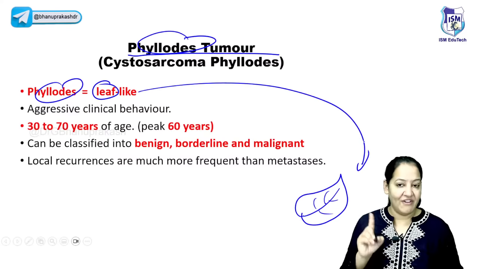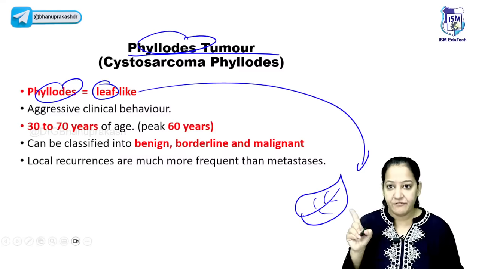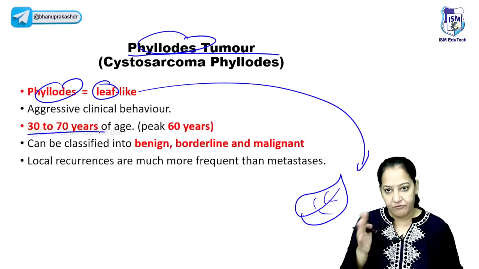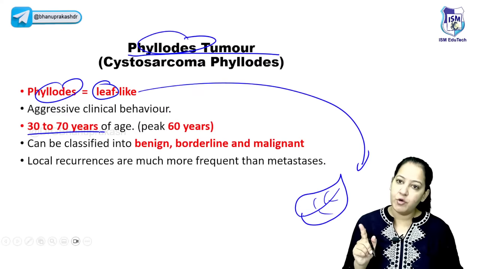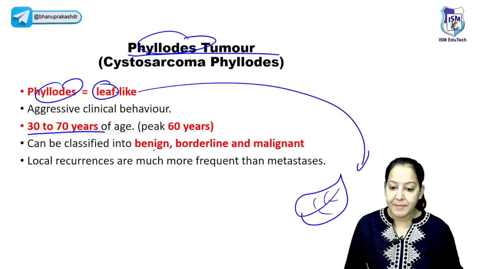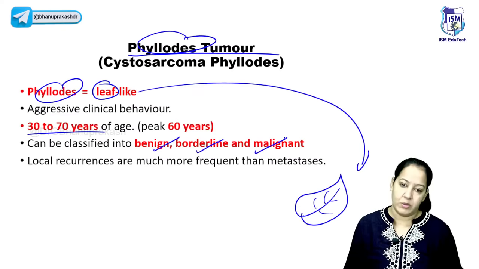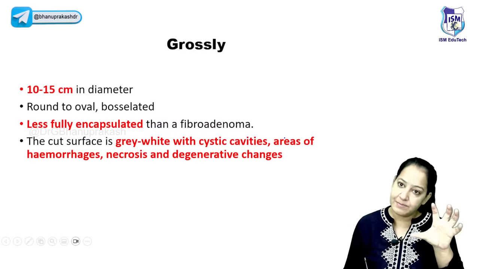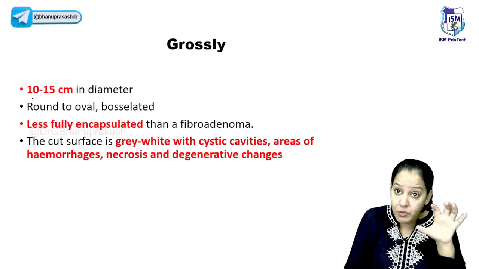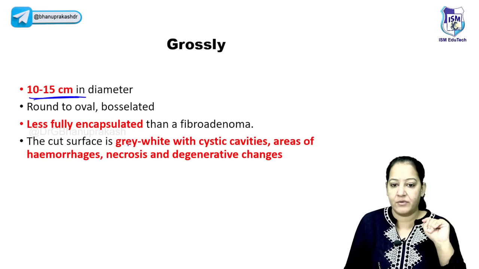Now please see the difference. The fibroadenoma was in young females. This one is in relatively older females, 30 to 70 years. The fibroadenoma is always benign. This can be benign, but borderline and malignant are also possible. Grossly, I told you the fibroadenoma is small, 2 to 5 centimeters. This is usually large, 10 to 15 centimeters, right?